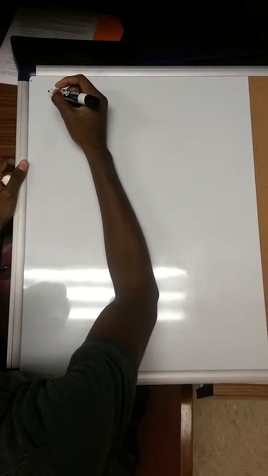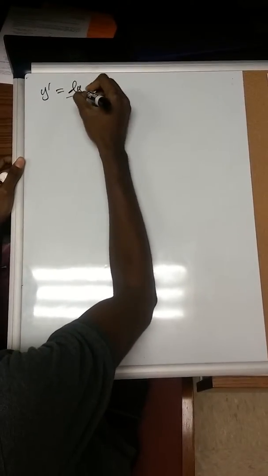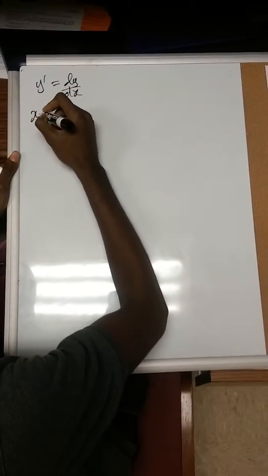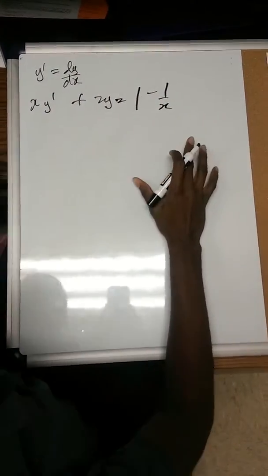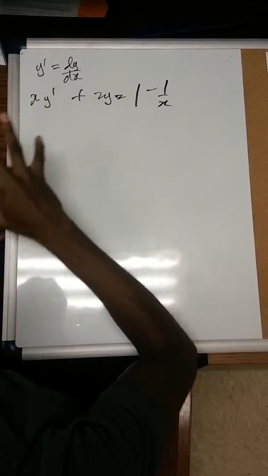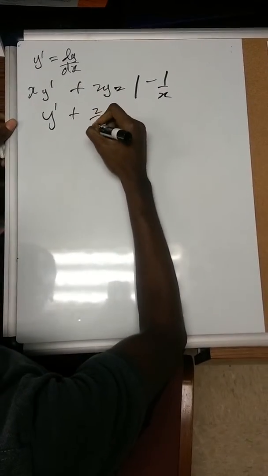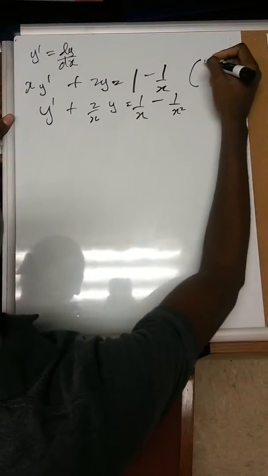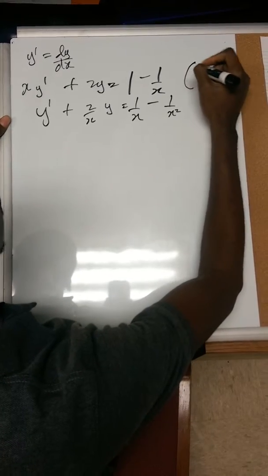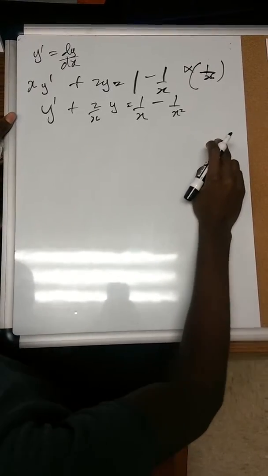Check this out. If we assign the value y prime to be equal to dy/dx, from this equation you can see that x y prime plus 2y equals 1 minus 1 over x. Now, what we're going to do is get the y value separated from everything else. So you have y prime plus 2 over x times y equals 1 over x minus 1 over x squared. That's basically multiplying by 1 over x. Multiply by 1 over x. Did you get that? Yeah.